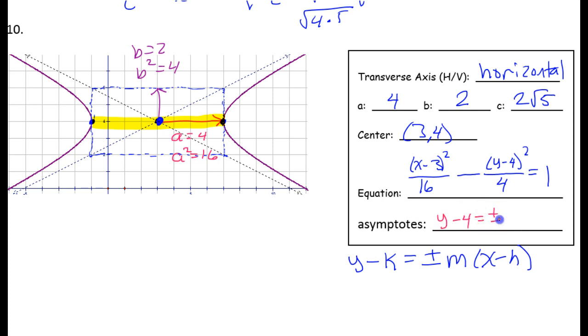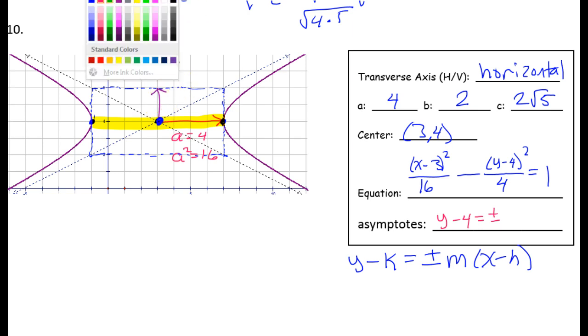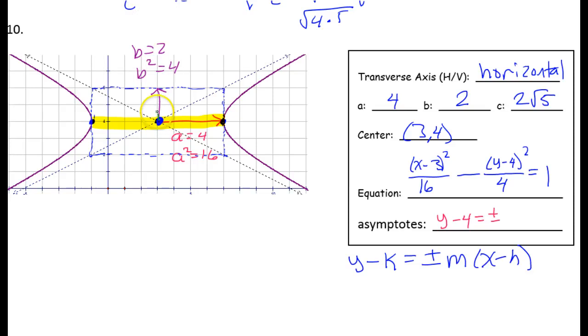And then I have plus or minus. Now the m, that's the slope. So look at one of the asymptotes. Look at the box as you do this and ask yourself, what's the rise and the run? So, for example, this goes up 2 and over 4. So the slope is 2 over 4, which of course simplifies down to 1/2. So that's why I'm going to have plus or minus 1/2 right now.